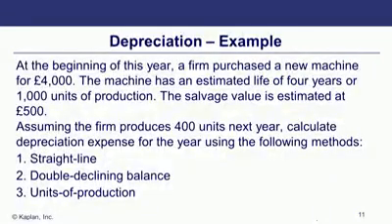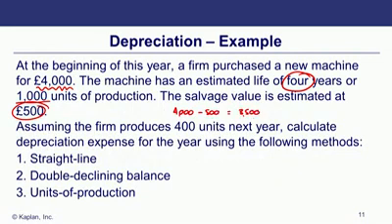Okay, quick little look at an example then. We've got a firm purchasing a new machine for $4,000. Estimated useful economic life is 4 years, or 4,000 units of production. We'll need that for the units of production method. Salvage value, $500. So the total cumulative amount of depreciation hitting our income statement is the 4,000 less the salvage value of 500. So therefore 3,500 is going to be spread through the income statement over this 4-year period.